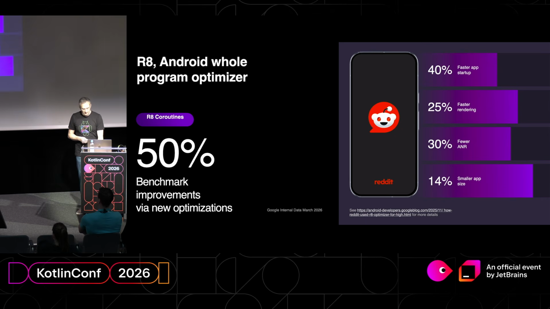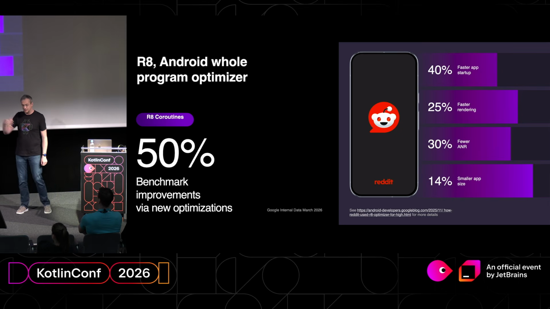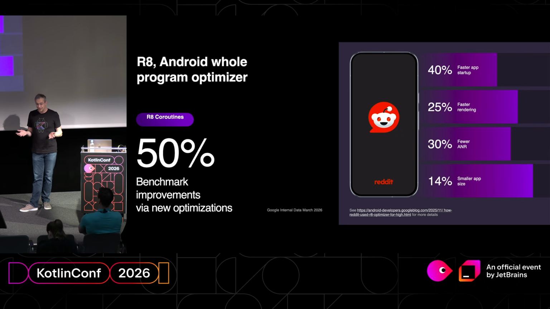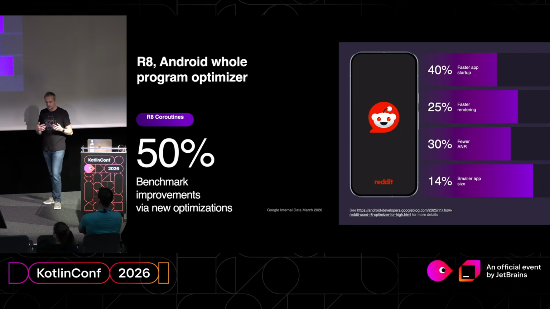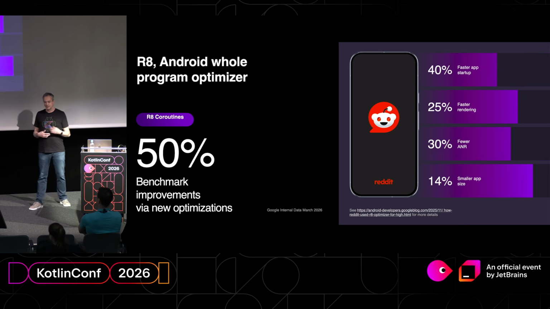I remember from the keynote, I mentioned apps that turn on R8 see all these benefits. Why don't they? Because it's hard. Because you turn on R8, it says, oh, this code is not used. Let me remove it. And then you end up with all these weird runtime crashes. And people decide, well, I'm not going to turn on R8. It's too hard.